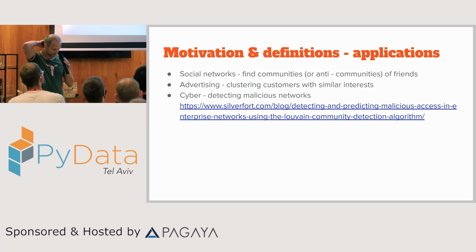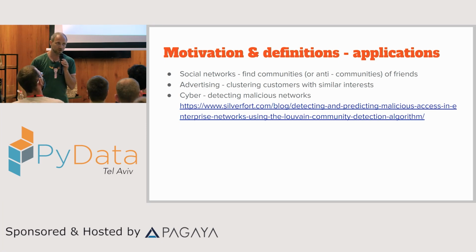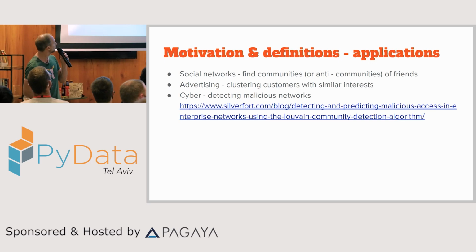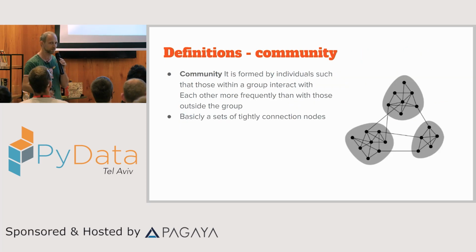What do we do with community detection? Basically, if you work with graphs at one point or another, you would like to cluster them and do community detection. So in social networks, you would like to find communities of friends or anti-communities, like of enemies. You would like to cluster customers with similar interests in advertising. And the third one is a really interesting blog post from Silverfort, where they're talking about detecting malicious networks using community detection on their graph. So there's a variety of applications for this.